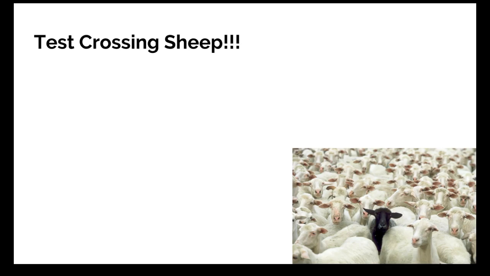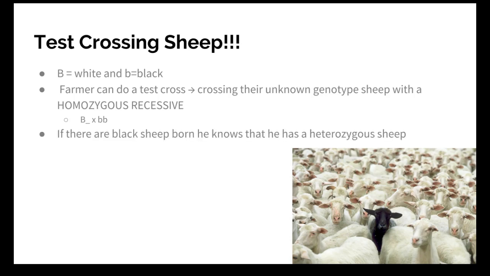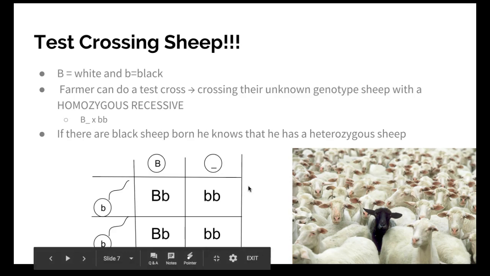to figure out if they're going to end up with any black sheep. So remember that white is dominant over black. I'm going to use the letter B to represent this. If the farmer does a test cross, they always want to pick a homozygous recessive to mix it with. So they would be using a little b to mix it with their white sheep, which means that sheep would be black. So it'd be a big B something, and we're combining it with a little b. And if we end up with any black sheep being born, that means that white sheep was heterozygous.